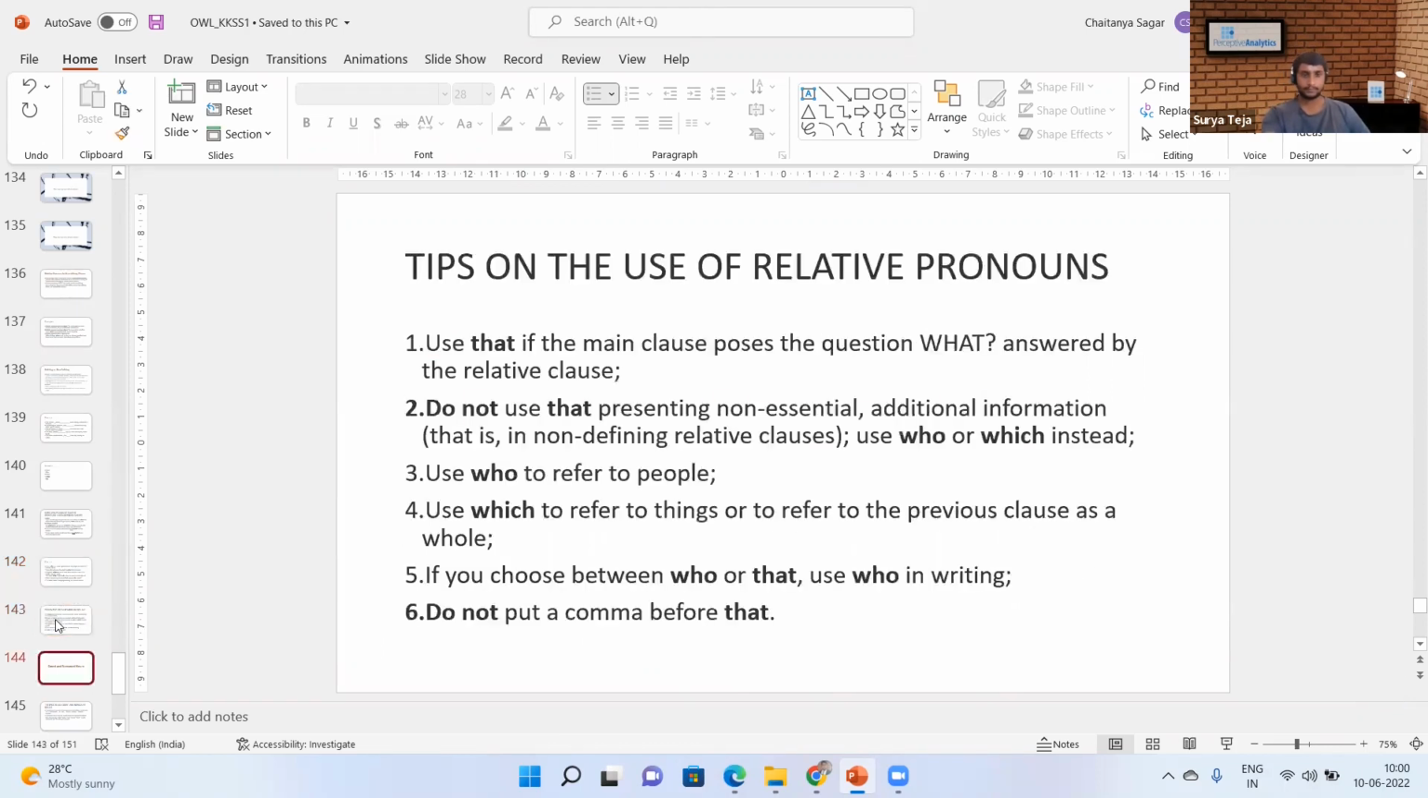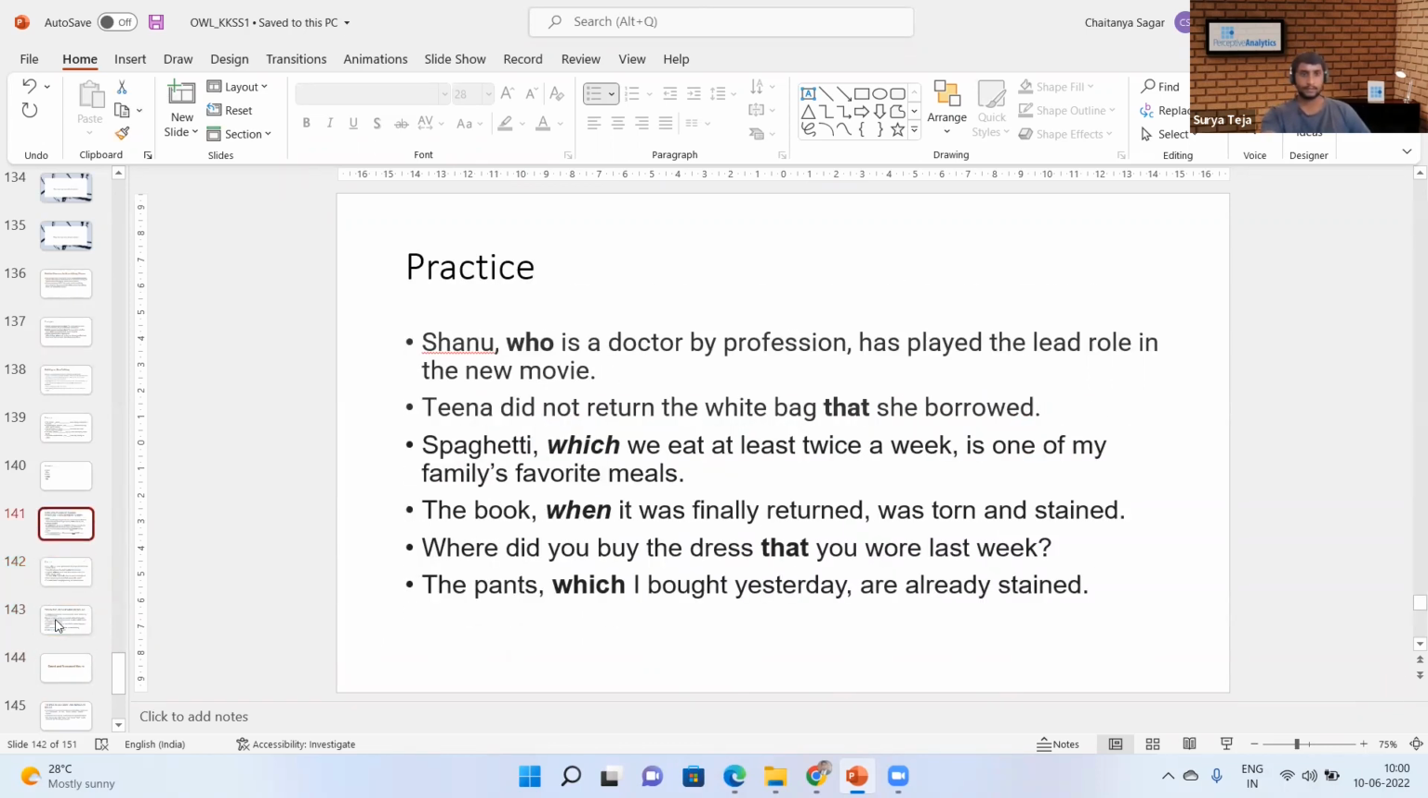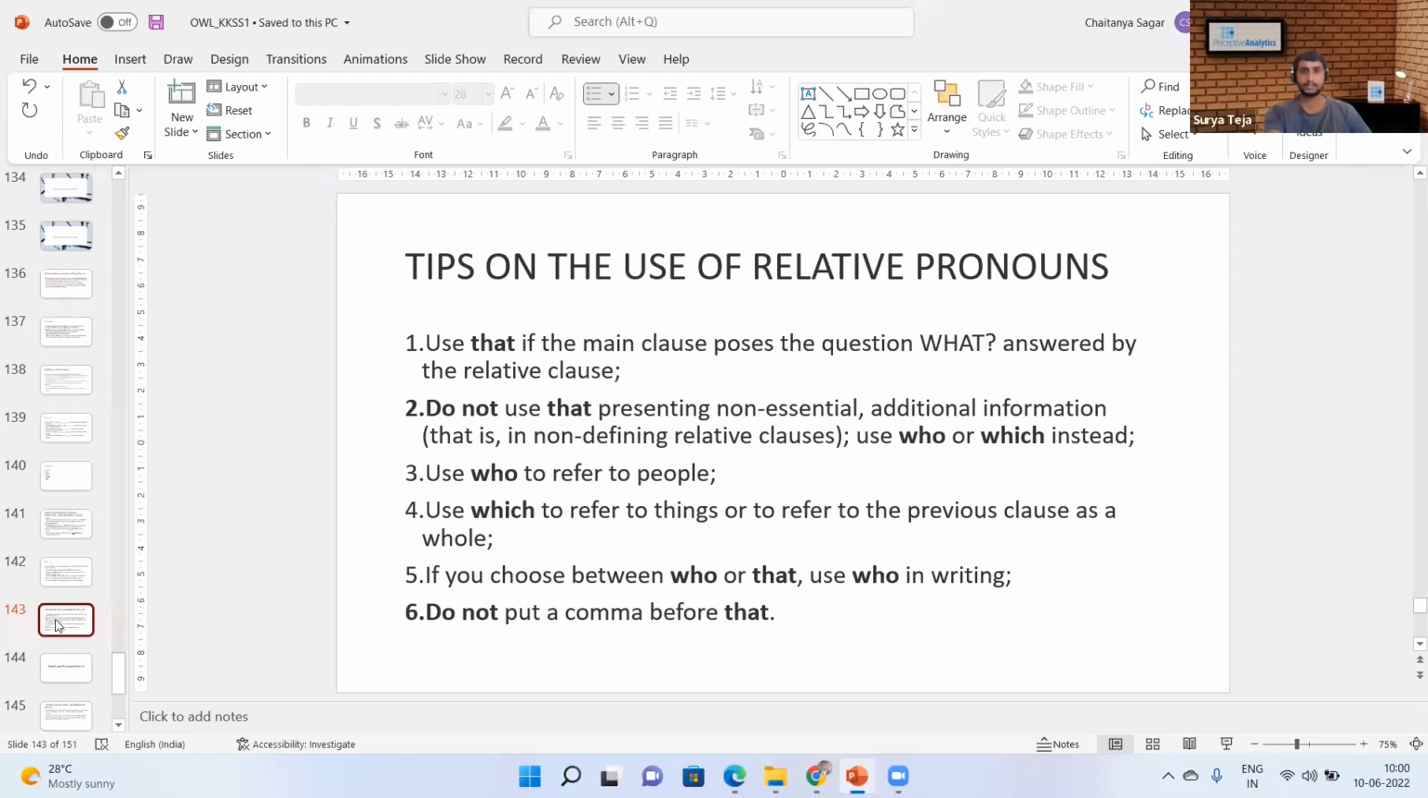So here comes the end of the relative pronouns topic. We have covered the basic rules and all the examples. Does anyone have any questions or any doubts on the relative pronouns topic? In that case, we can stop the session.